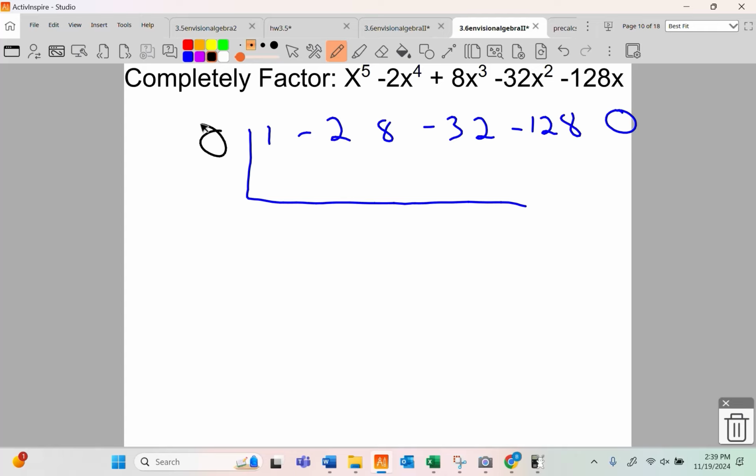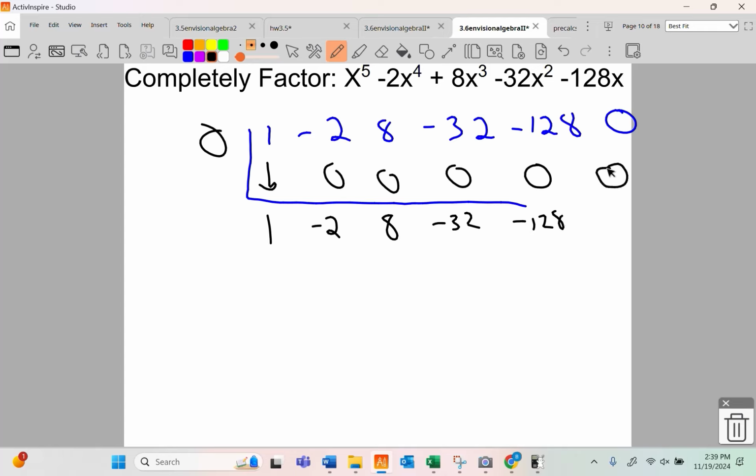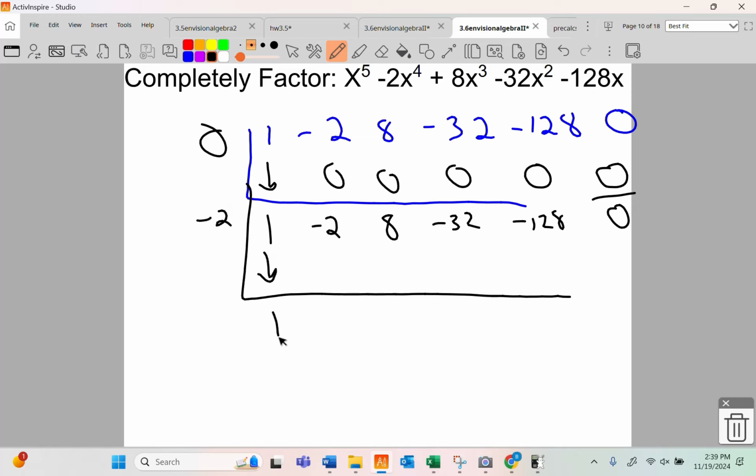Or first period. Let me do the 0 first because it's easy. 0 times 1 is 0. -2 plus 0 is -2. 0, 8, 0, -32. 0, -128. Now, had I not put that placeholder there, would this have been a factor? That's why the placeholder is important. You got lucky if your 0 wasn't the first guess. You did. Since I have a 0, I can reuse the other numbers. I know -2 is one of them.